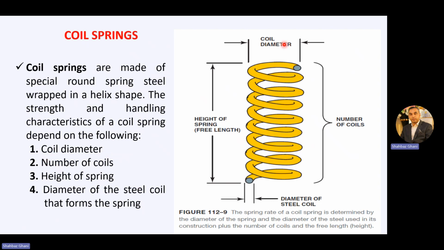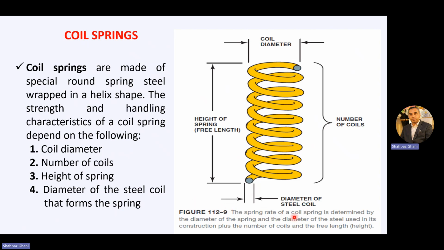The coil diameter, this is your coil diameter, this one. Number of coils, the turns, number of turns. Basically, the number of turns is the second thing. Height of the spring from top to bottom or from one end to other end, the height of the spring. Then the diameter of a steel coil that forms the spring. So these are the 4 factors on which the strength and handling characteristic of a coil spring depends.